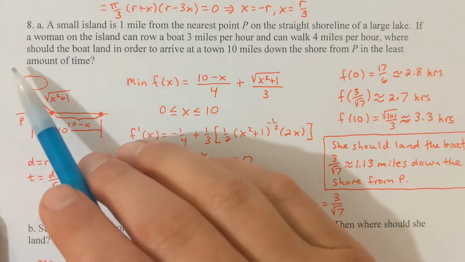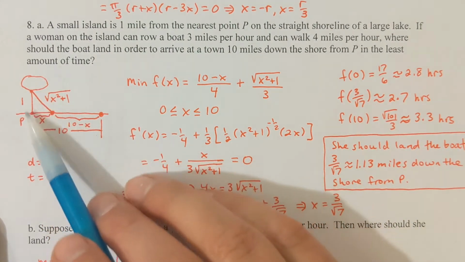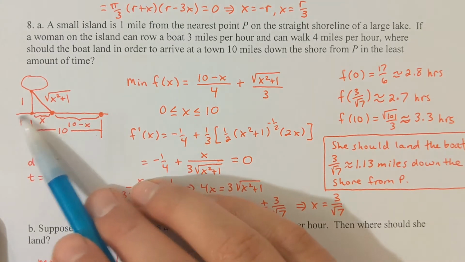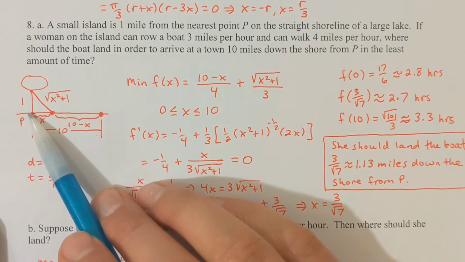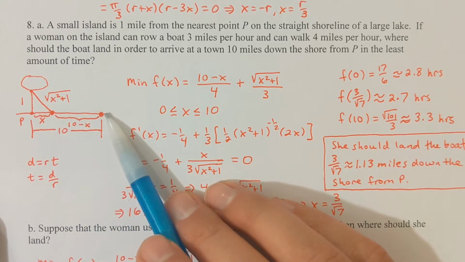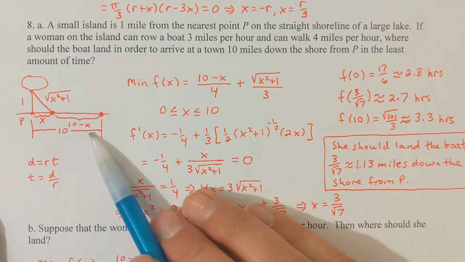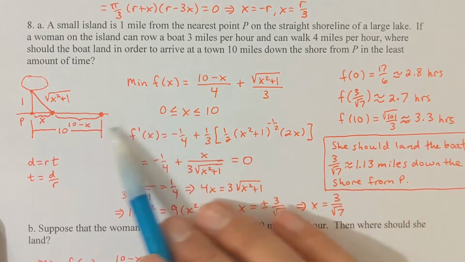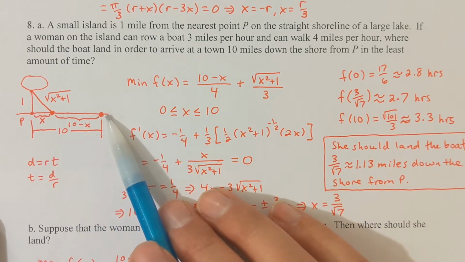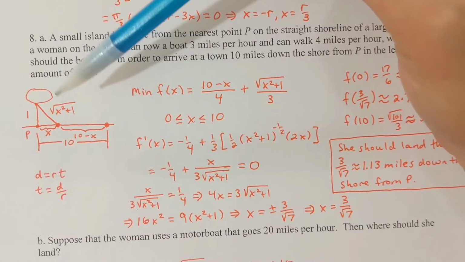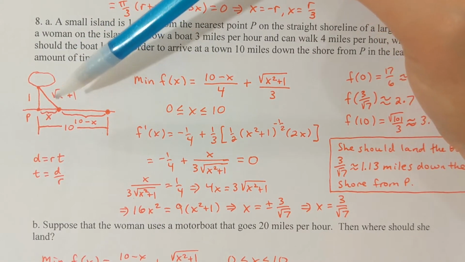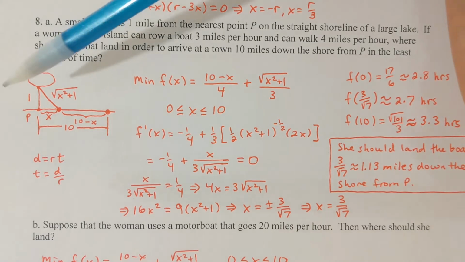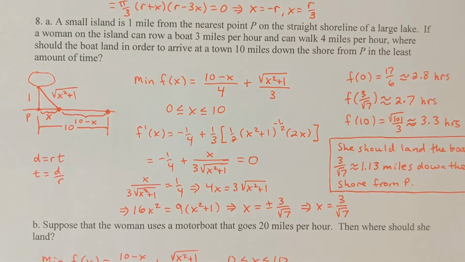All right, so I've got a picture. Here's an island that is 1 mile from the nearest point on the mainland, which we're calling point P. Point P is 10 miles down the road from a town. Okay, and so I've got that distance indicated there. There's a woman in a boat that's going to land somewhere between point P and where the town is located. We'd like to figure out where exactly she should land so that the time it takes her to get from the island to the town is as small as it can possibly be.